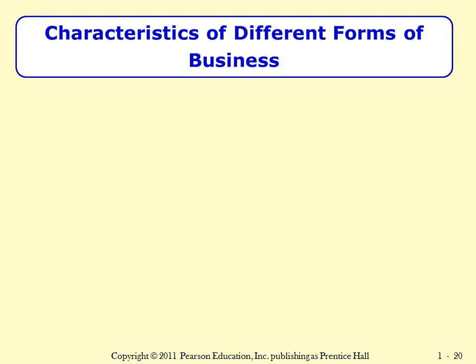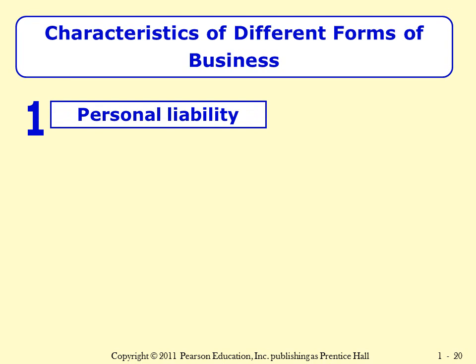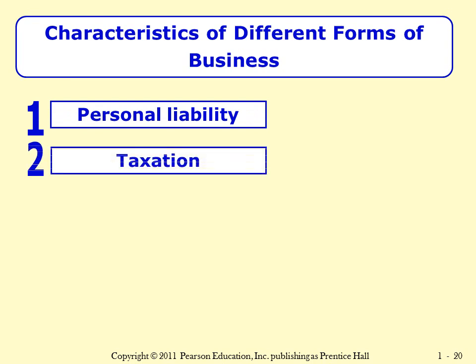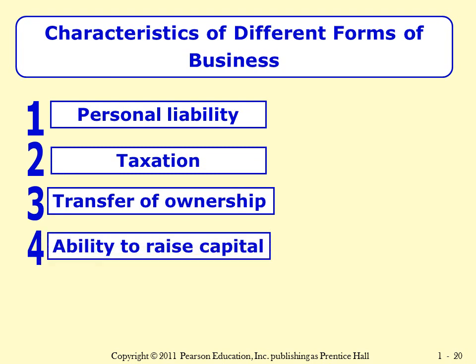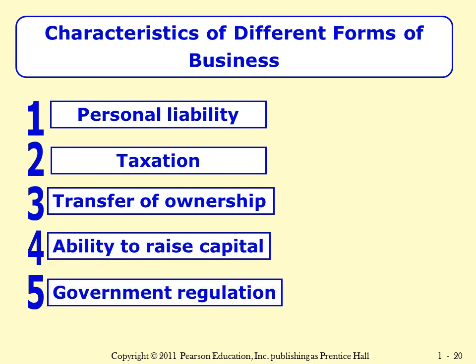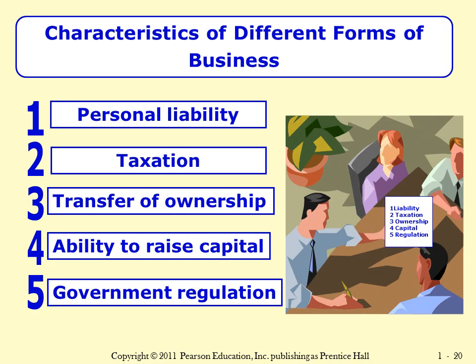So now we'll discuss some characteristics of these various forms of business, including personal liability, taxation, and transfer of ownership, and the ability to raise capital, as well as government regulations on those types of businesses.